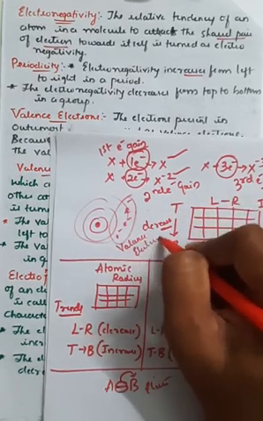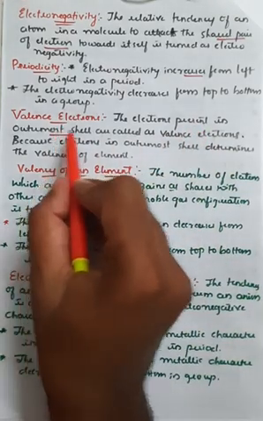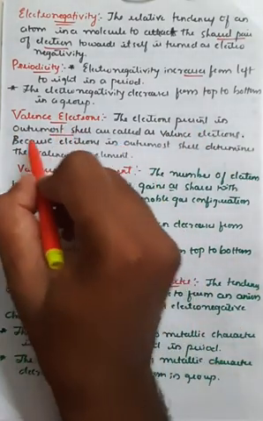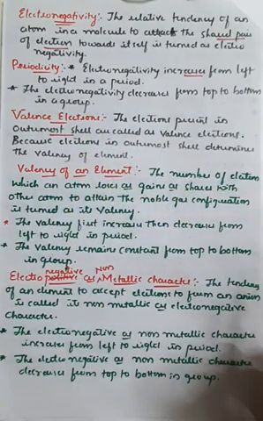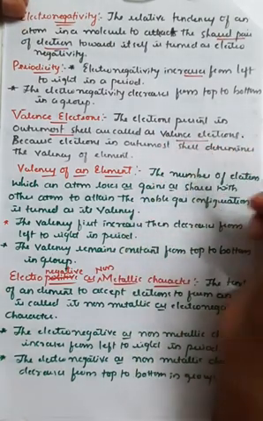The electrons which are present in the last orbit are generally called valence electrons. Remember the definition: the electrons present in the outermost shell. That orbit is generally called a shell. This outermost shell consists of some number of electrons based on the type of element, and those electrons are termed valence electrons.